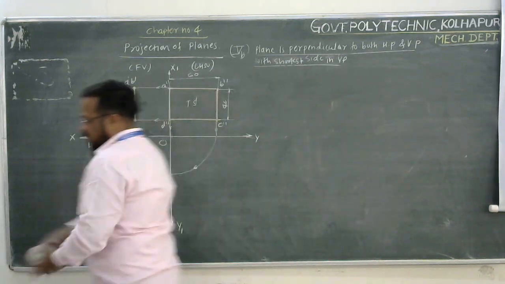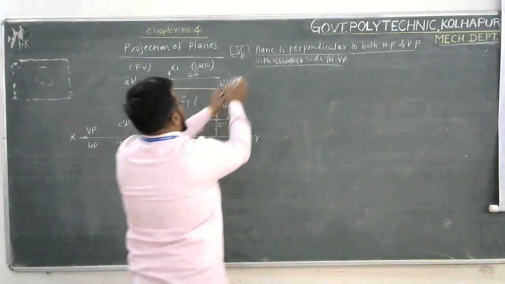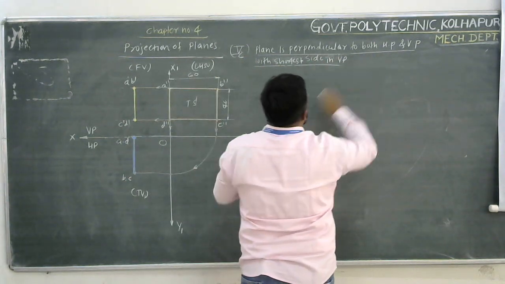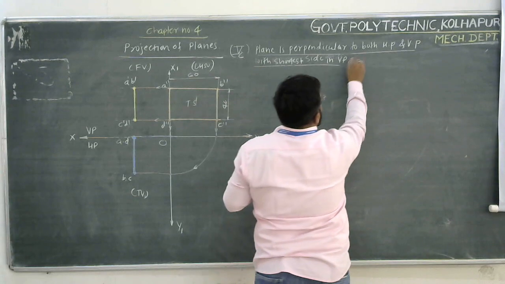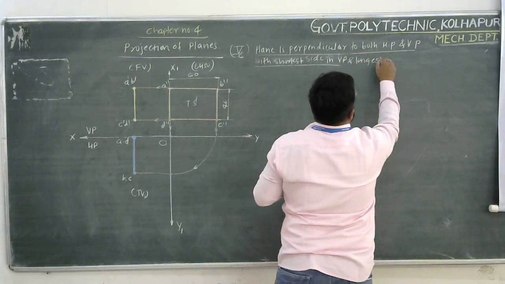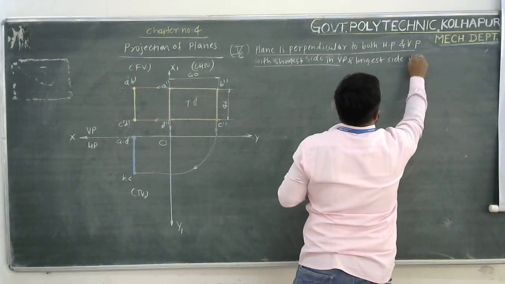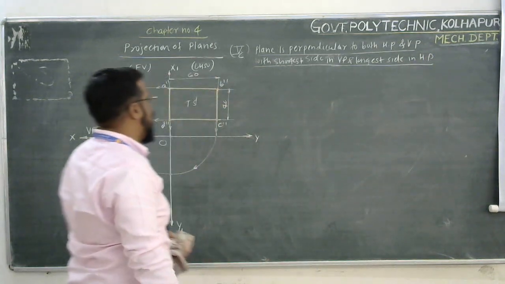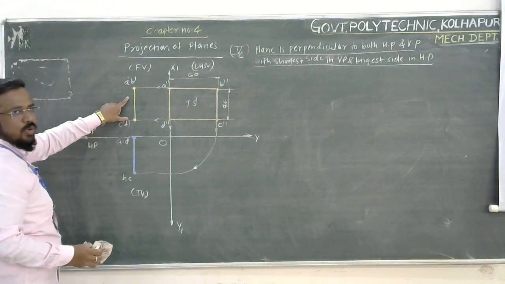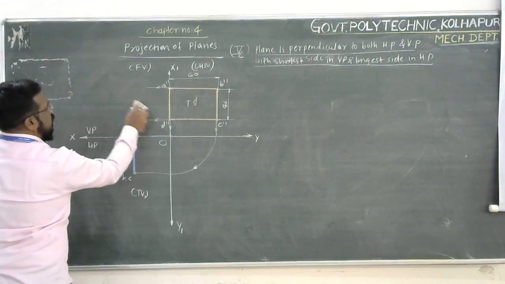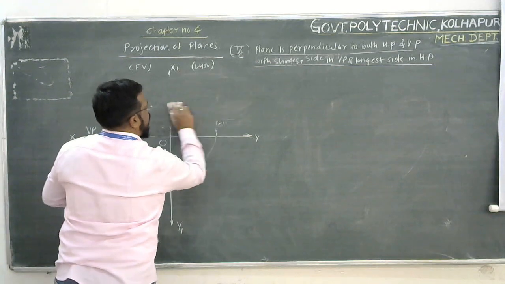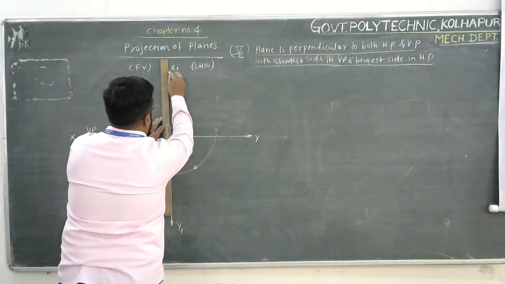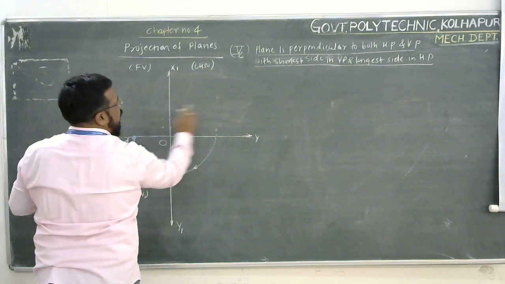So first, I will mention the condition over. It's 5C. Plane is perpendicular to both HP and VP with shortest side in VP and longest side in HP. So front view will start immediate to XY. So this is not going to change at all. So side view will be immediate to XY.